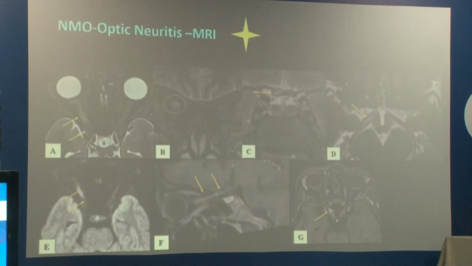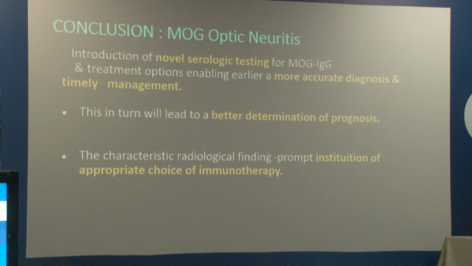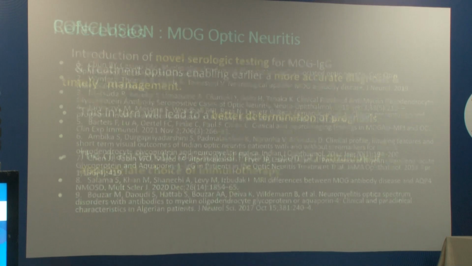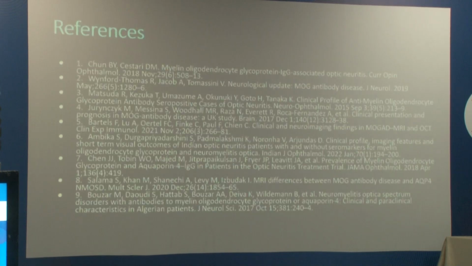And this is one of our patients with NMO positive optic neuritis. Here you can see the optic tract and optic chiasmal involvement in NMO. To conclude, the introduction of novel serological testing for MOG IgG and treatment options enables an earlier, more accurate diagnosis and timely management. This in turn will lead to a better determination of prognosis. These are my references. Thank you.